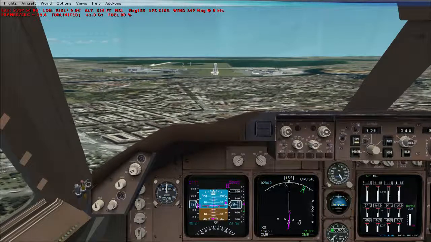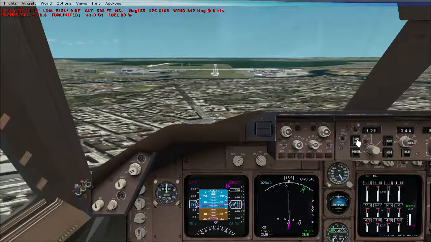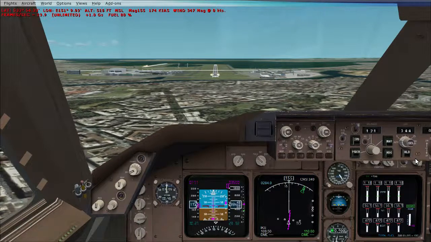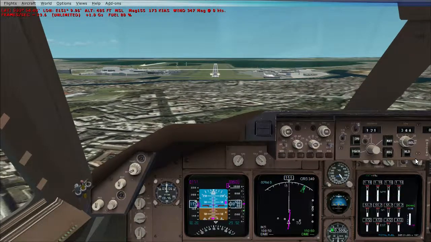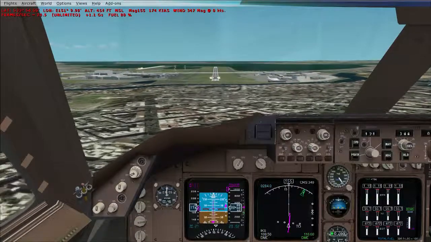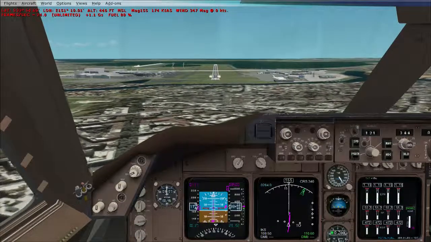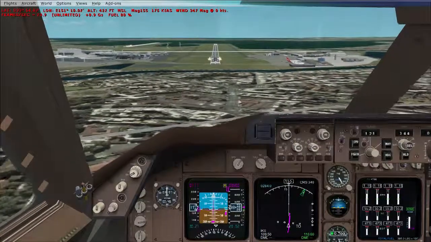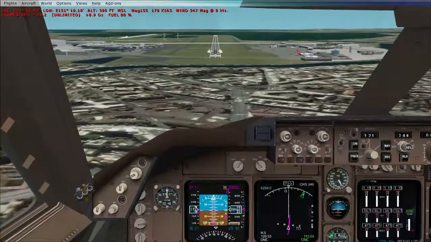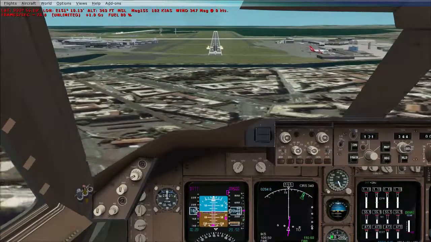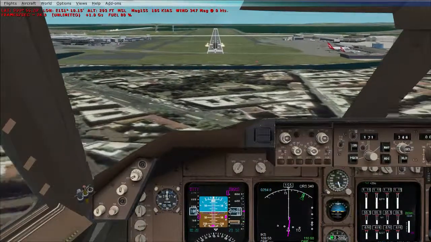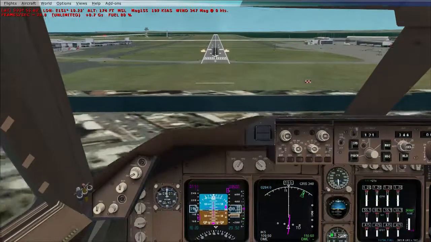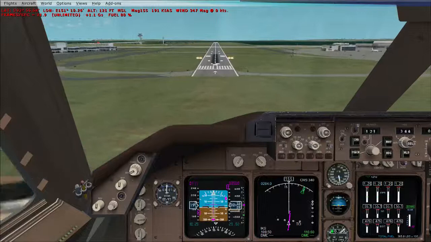Considering things are quite stable, I shall now disengage the auto throttle. There's always a little bit of turbulence when we pass that spot. Oh dear. Major amount of lift there. Okay. Turbulence there.